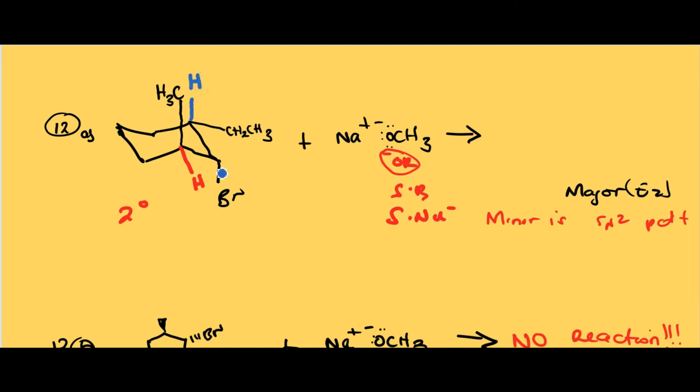Now the question to you: which hydrogen is 180 degrees apart, A or B? Of course you said B, because you can see this hydrogen is axial up, this is axial down, so the base should go for B, because that is showing anti-periplanarity, the 180 degrees rule. So this goes, okay, and this leaves.